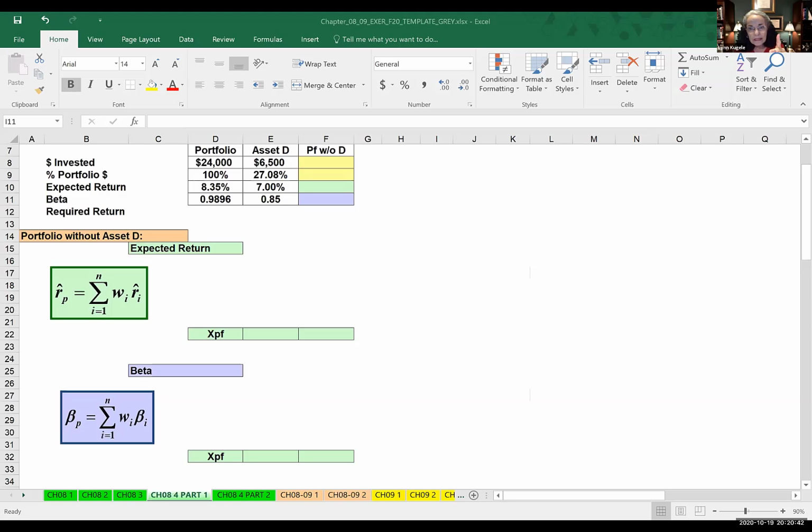Now I'm going to go do the second part. I'm going to put the new asset in. I've got the portfolio without D. I'm going to put F in. So now I'm using the equations directly. 27.08 is the new guy. 7.292 is what I found before, what was left. Put those together. That's expected return on the new portfolio. That's the beta on the new portfolio.